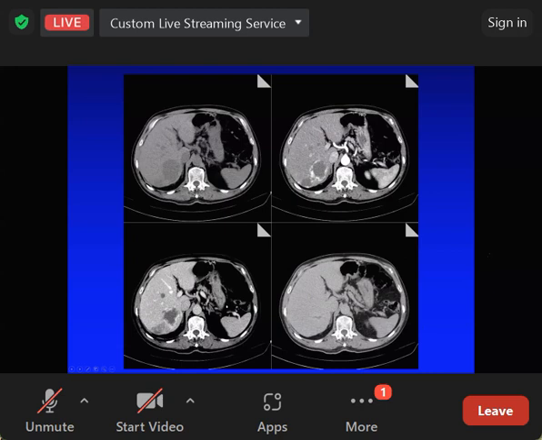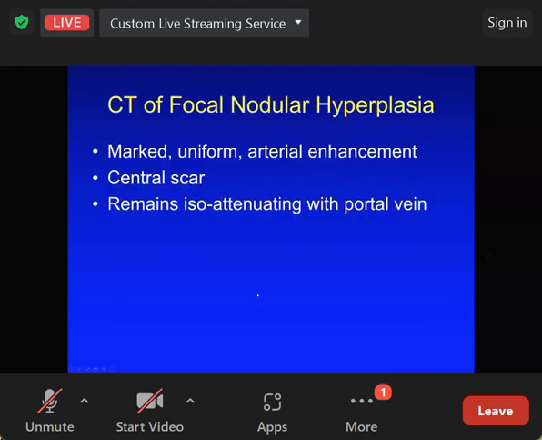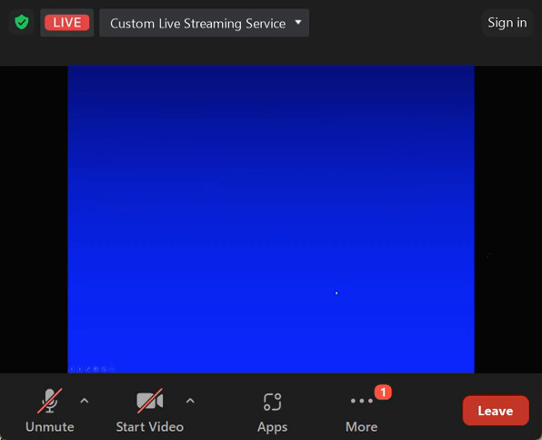Focal nodular hyperplasia is probably the next commonest benign liver lesion that we see, particularly in female patients. And this has a characteristic enhancement pattern. It shows marked uniform enhancement in the arterial phase. So this is one of the exceptions. Generally a central scar, and it will remain isoattenuating to the portal vein on the portal venous scan and on later scans.